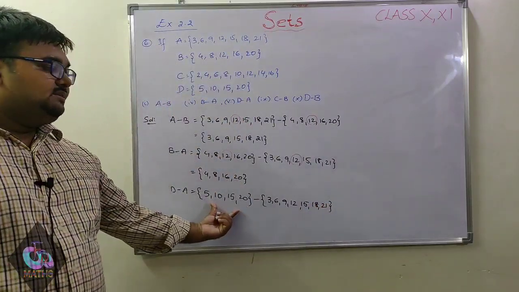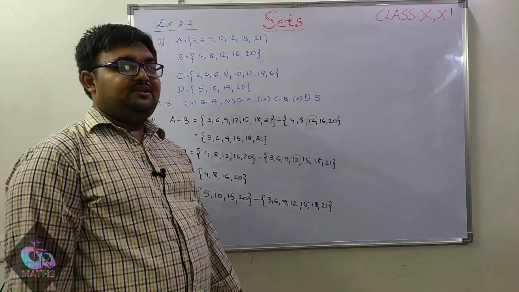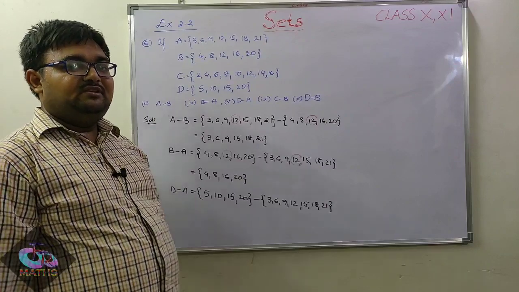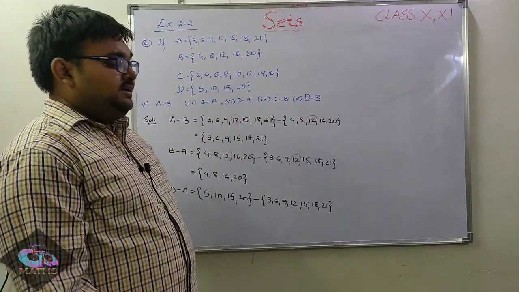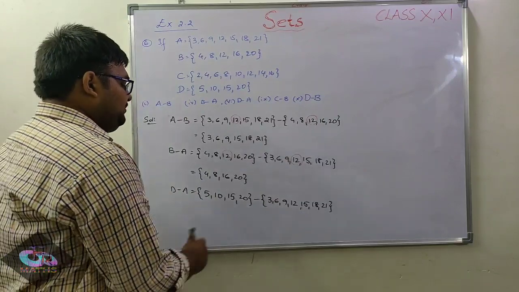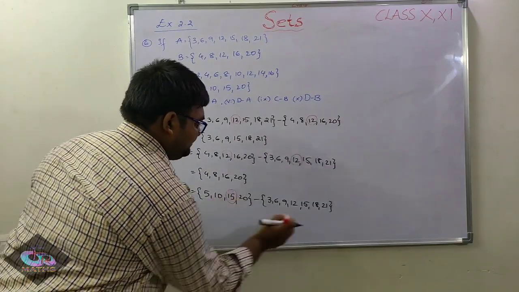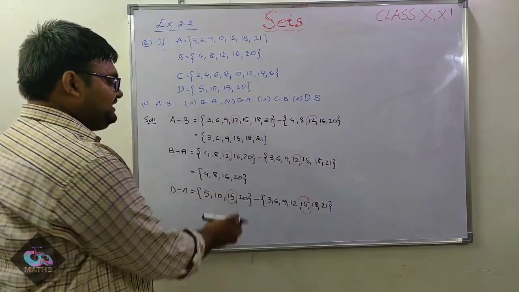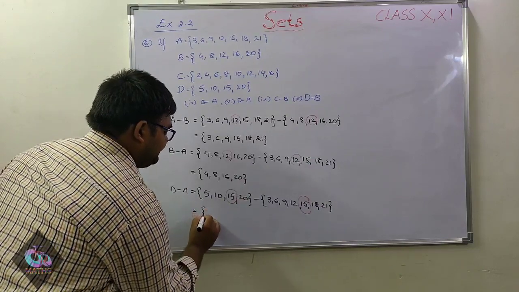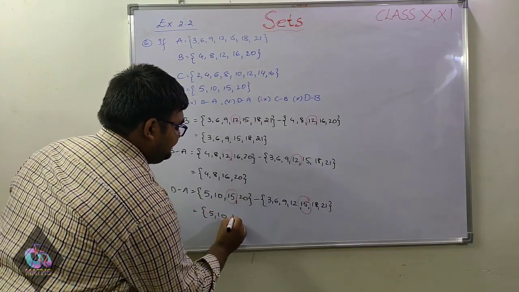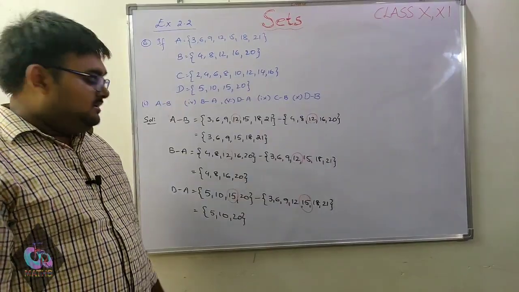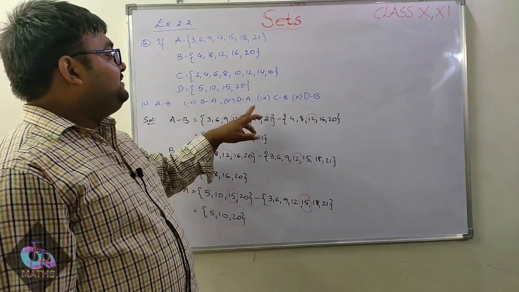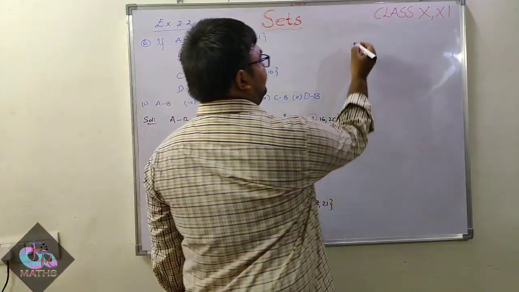So these are multiples of 5, and these are multiples of 3. What is the LCM of 3 and 5? It is 15. So the common terms will be the multiples of 15. Among these, what are the common terms? In both we have 15 as common. So other than 15, whatever is left of the first set will be my answer. So the answer is 5, 10, 20.